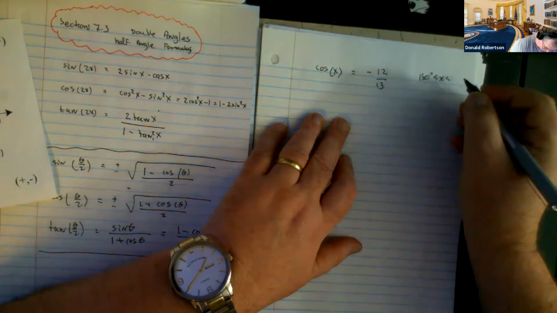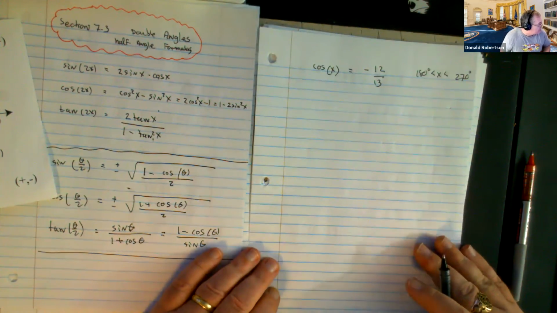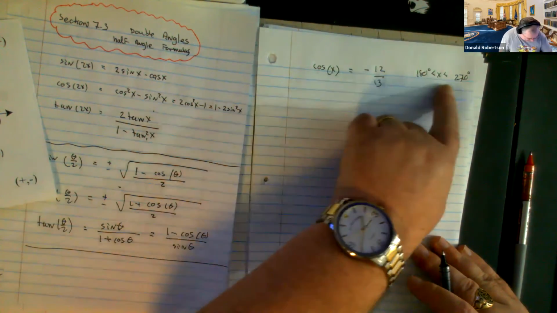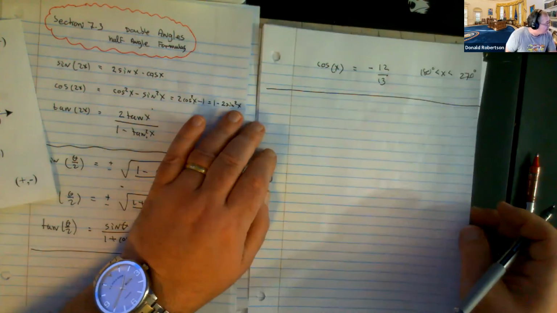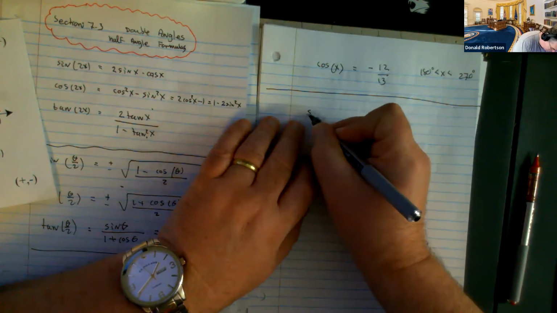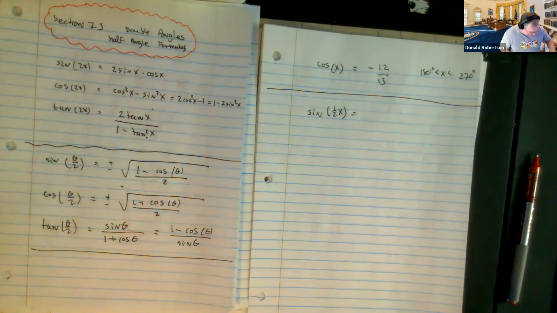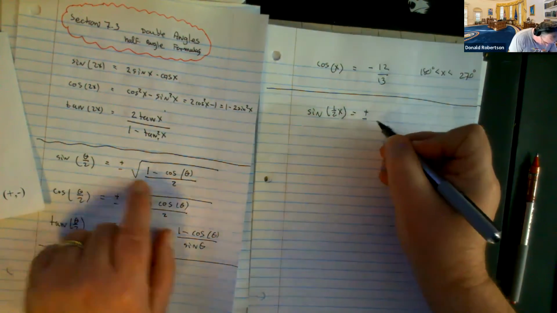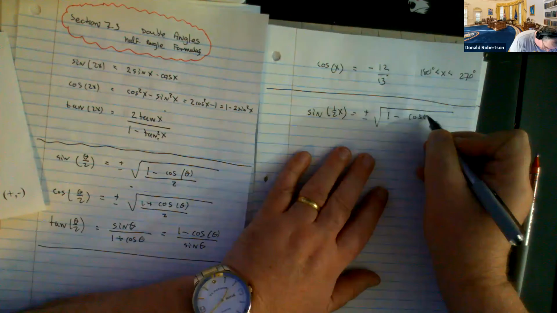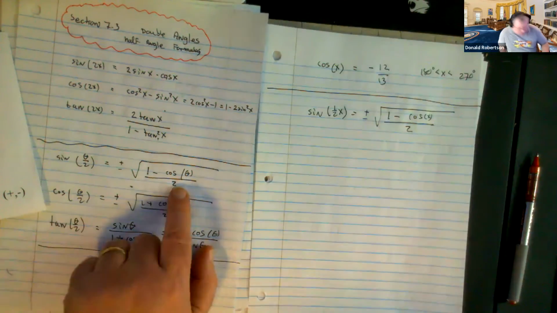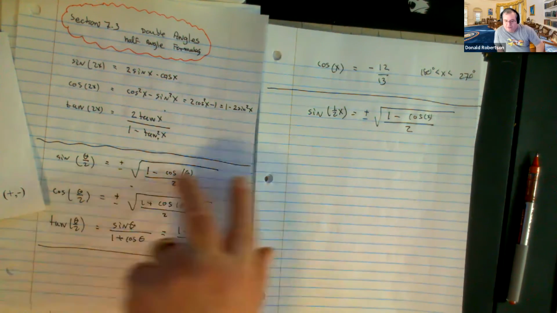You only really get one of these, unfortunately, so you have to do what you can here. I know that the cosine of x is this, and I know that x is in this range. And we are going to find the exact value for the sine of a half x. Well, the sine of a half x is plus or minus the square root of 1 take away the cosine of x, all divided by 2. I'm using that formula, but with x's instead of thetas.